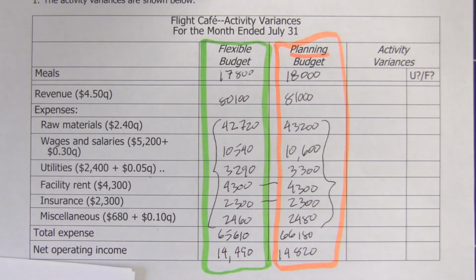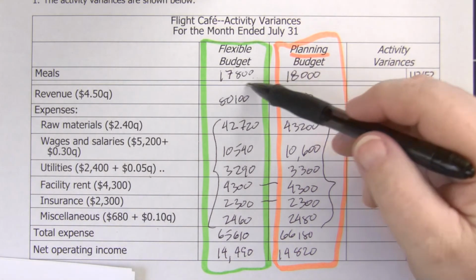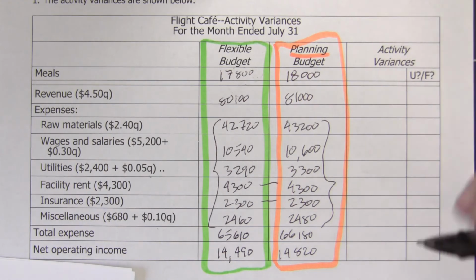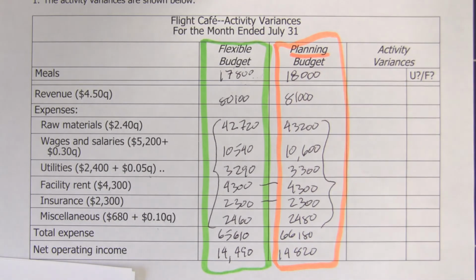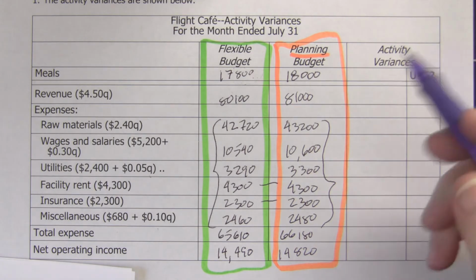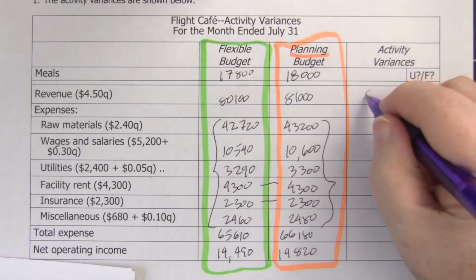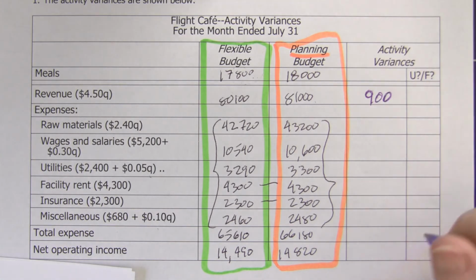You did all that work, but that's not really what it's asking you. It's saying, take a look at the activity variances, because all of these differences between what we planned and what we did are based on the fact that we sold 200 fewer meals. That's an activity variance, a variance that is simply caused by the change in activity. So, our revenue, we had a $900 variance. We'd planned on 81,000. It was 80,100. That's 900.